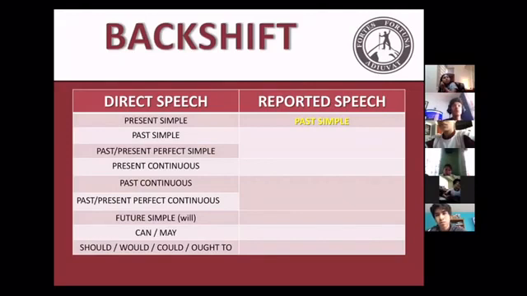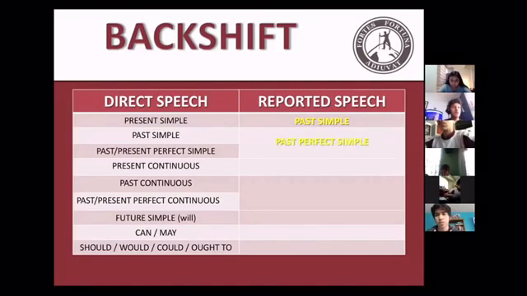Okay. What about past simple? What would that go back to? It is the same as past perfect simple and present perfect simple. If the direct speech is any of those tenses, then we report it in past perfect simple.